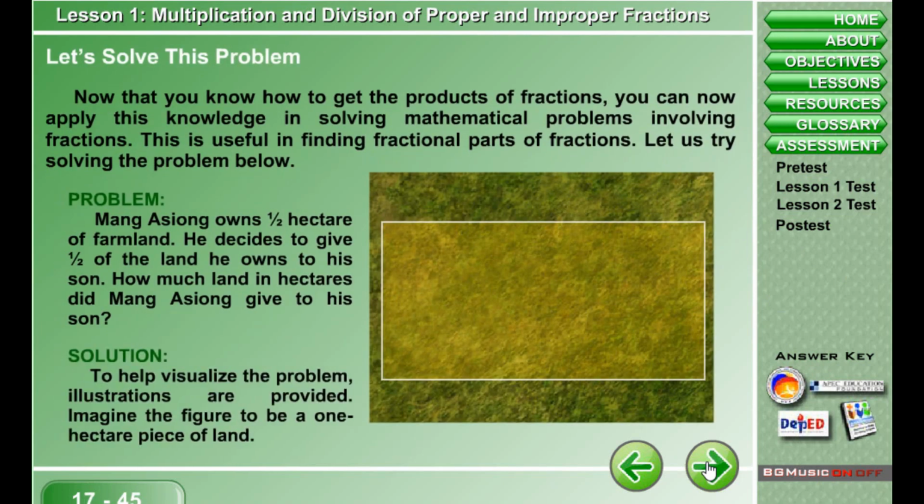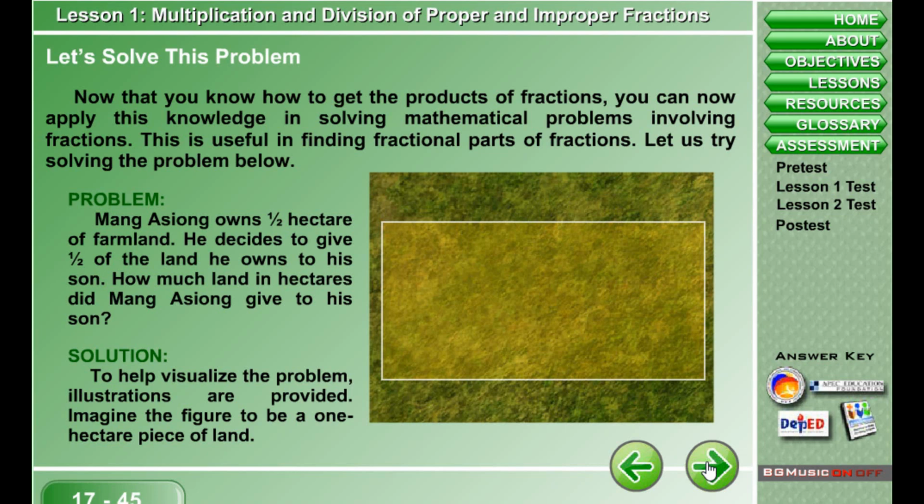Let's solve this problem. Now that you know how to get the products of fractions, you can now apply this knowledge in solving mathematical problems involving fractions. This is useful in finding fractional parts of fractions. Let us try solving the problem below.